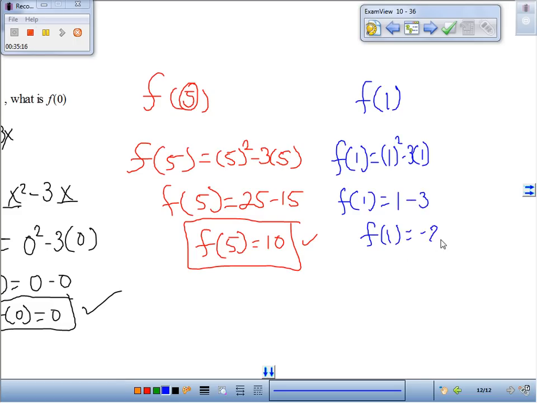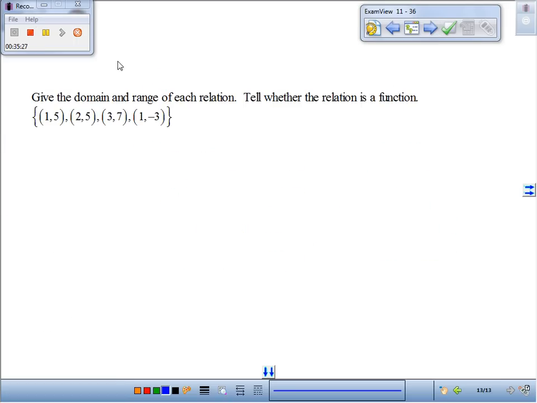We got f of 1 equals negative 2. That is correct. Okay? So far so good? Okay, let's do another one, number 11. It says, give the domain and range of each relation. Once again, they're asking for the domain.